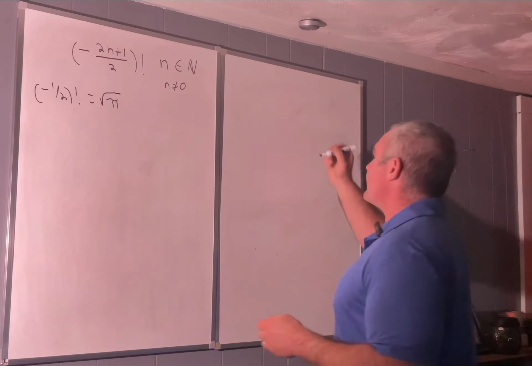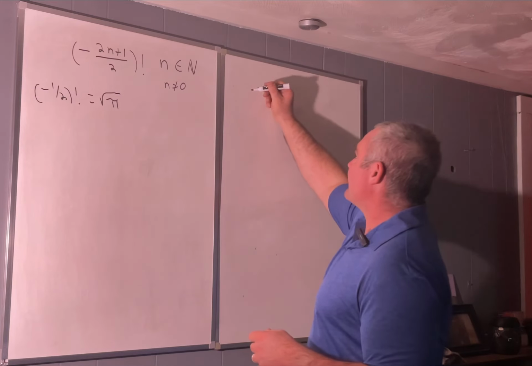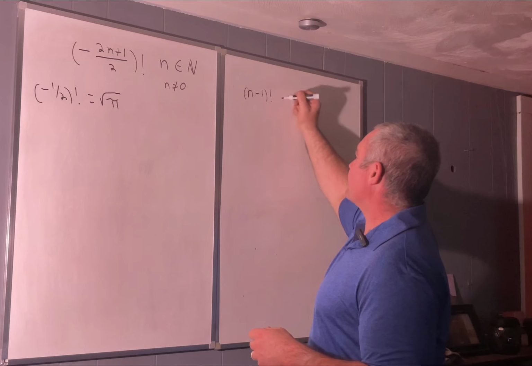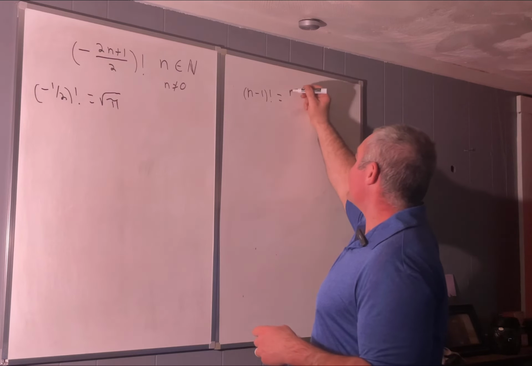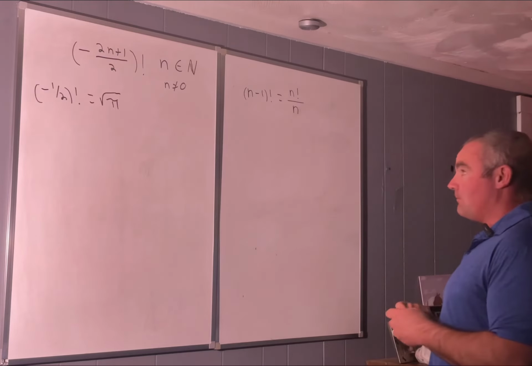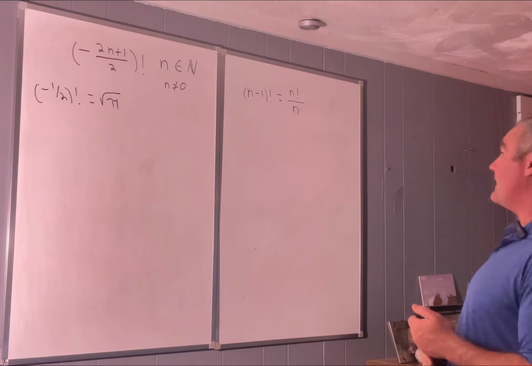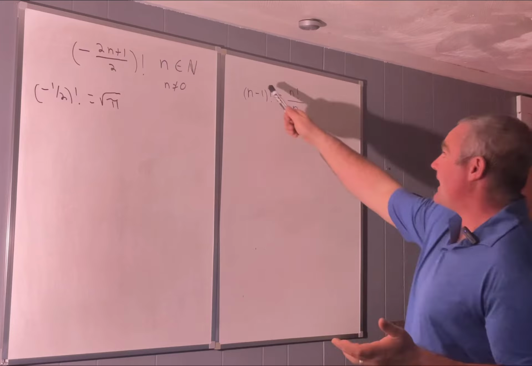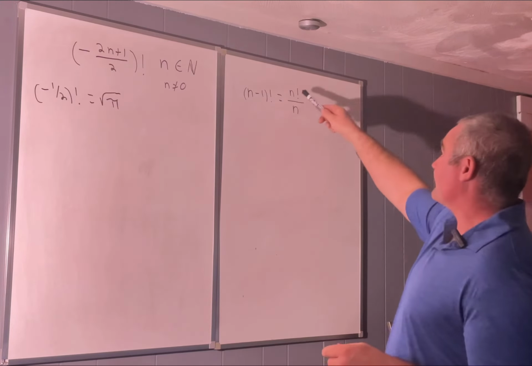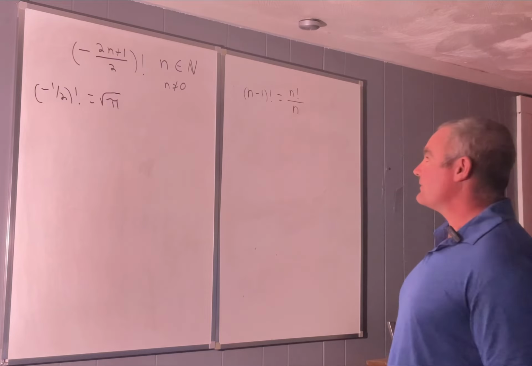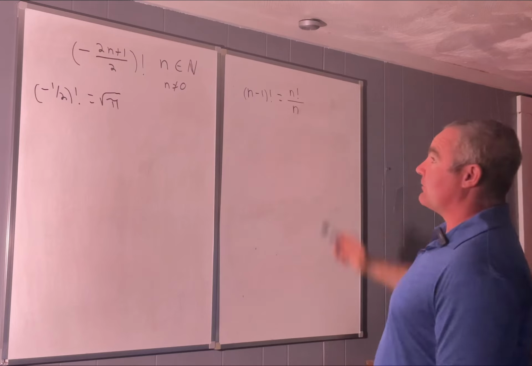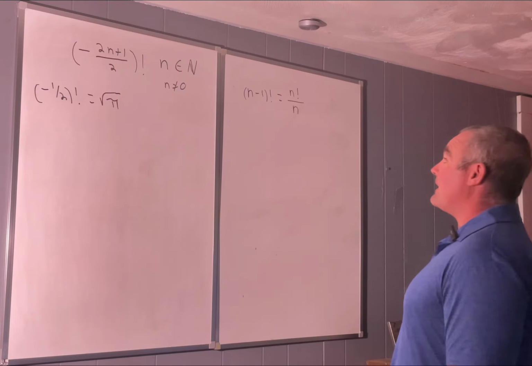But also what we want to keep in mind is that n minus 1 factorial is always going to be equal to n factorial divided by n. That's how factorials behave. For instance, if we let n minus 1 equal 5, that would be 4 factorial is equal to 5 factorial divided by 5. So we're going to use this fact right away.